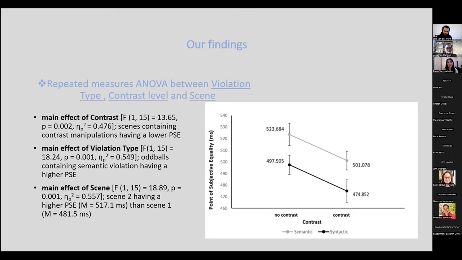Again, we had the main effect of violation type. But as you can see, for the semantic violations, even with the contrast manipulation, we still have this underestimation, but it's not as strong as it was before. But it still remains there.